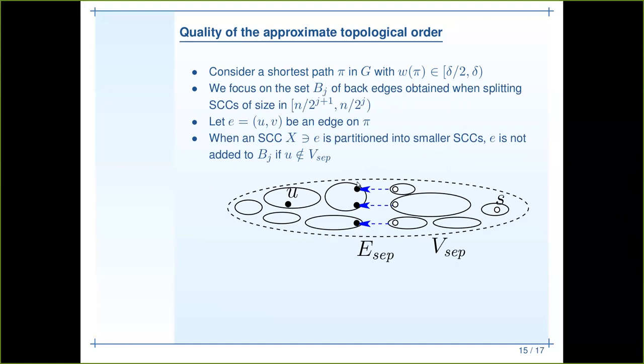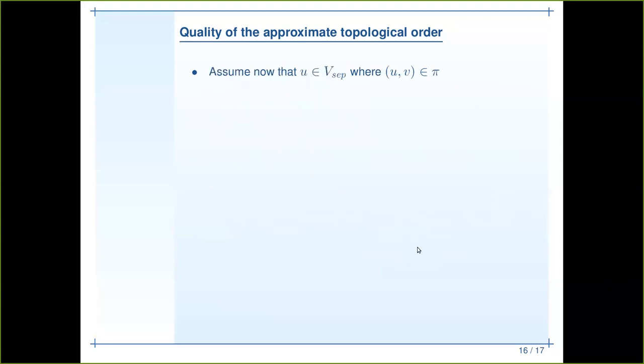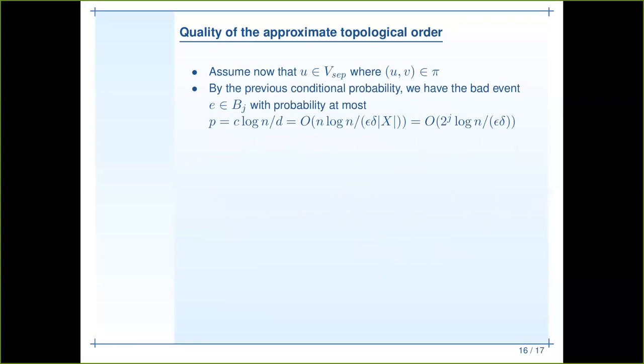Now, if this SCC X containing E is partitioned into smaller SCCs, and if the starting vertex U of E belongs to this side here, so not to VSEP, then clearly E cannot be one of these blue edges, and therefore cannot be a back edge. So the only case we need to worry about is if U belongs to VSEP, because then there's a risk that E becomes a back edge, one of these blue edges here. So let's look at that case where U belongs to VSEP.